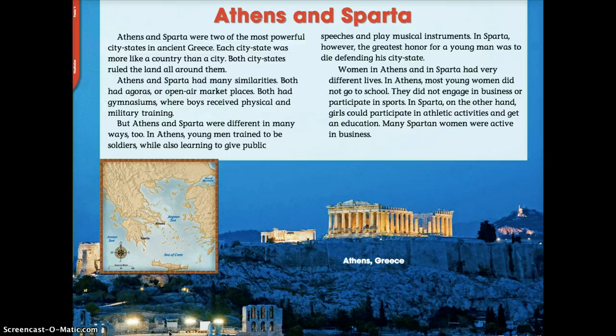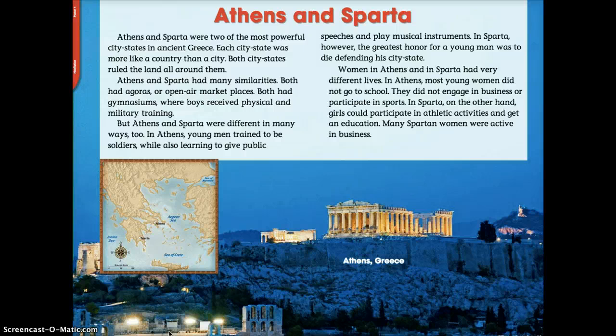So now let's look back at our Athens and Sparta article, okay? And I'm just going to read this. Athens and Sparta were two of the most powerful city-states in ancient Greece. Each city-state was more like a country than a city. Both city-states ruled the land all around them. Athens and Sparta had many similarities.